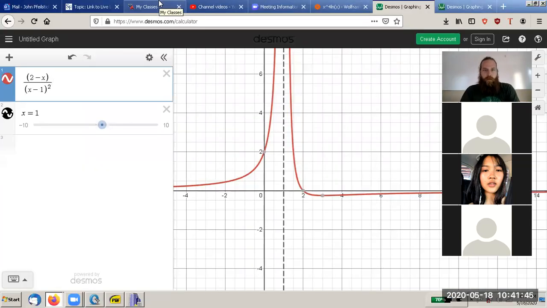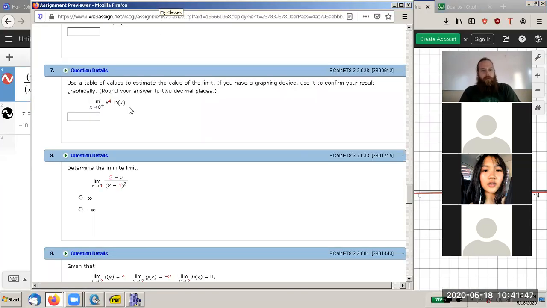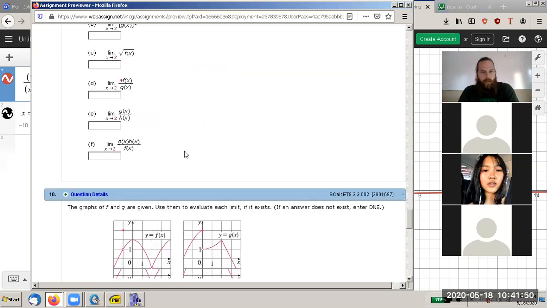Okay, I think that was the last of the homework problems that we wanted to see. Is there anything else like that in here we should worry about? No.